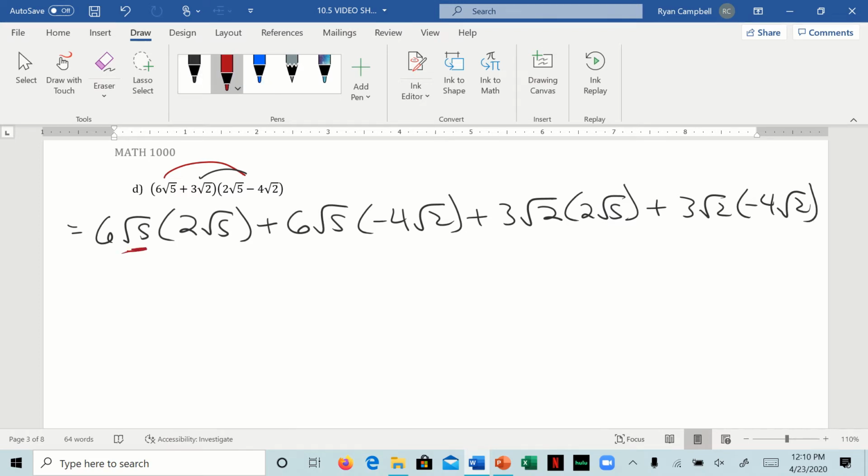All right, square root of 5 times square root of 5. So actually we can just see that that's 5, right? If you have square root of 5 times itself, that's just squared. So square root of 5 times square root of 5, there's 5. So we get 5 times 2 times 6. 6 times 5 is 30. 30 times 2 is 60.